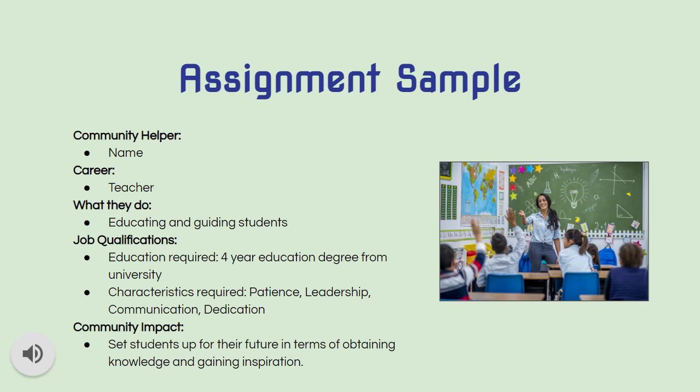So teachers set students up for their future in terms of obtaining knowledge and gaining inspiration. This is a very brief and general explanation of what teachers do, but there's also other impacts teachers make on their community, which they can highlight themselves. So for example, if a teacher in their own community sets up clubs, organizes events, coaches sports, other stuff like that that makes a positive impact to the community, and that's teachers specifically, they can highlight to the class, showing how they are a community helper themselves.